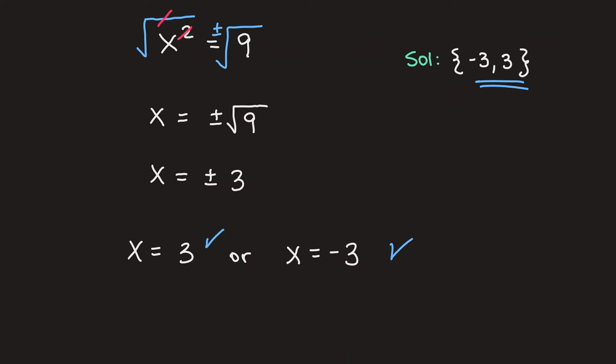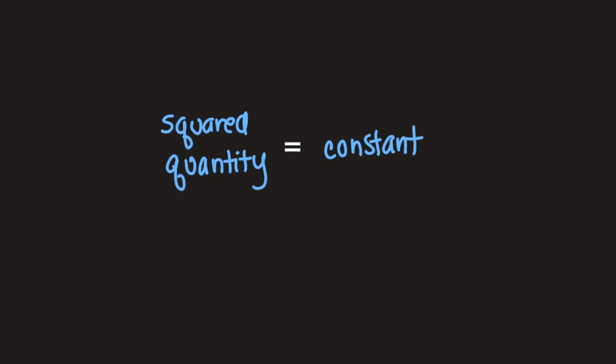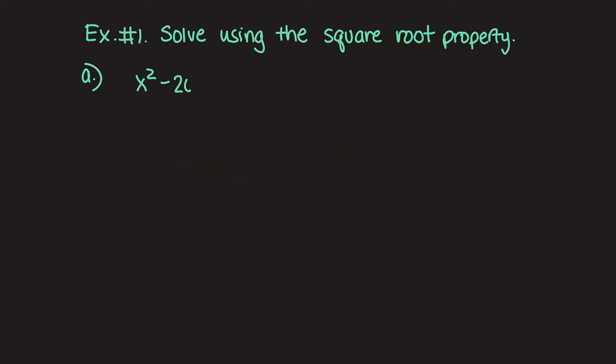It's important to note that we can use this property when we are solving an equation containing a squared quantity with a variable on one side and a constant on the other side. So let's try a few examples. We want to solve the following equation using the square root property. Notice that this binomial can't be factored since it is not a difference of squares. However, we can rewrite this so that we have a squared quantity on one side equal to a constant.